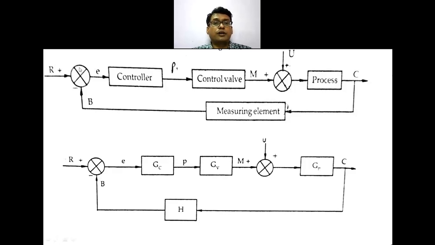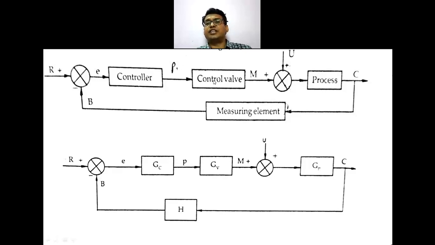Set point, this is your comparator. For the comparator, R is provided, and the feedback signal B is nothing but the signal obtained from the measuring element. Then it generates a certain error E. That error E goes to a controller. Controller takes a certain action, and it gives the signal in terms of a pressure P to the control valve.